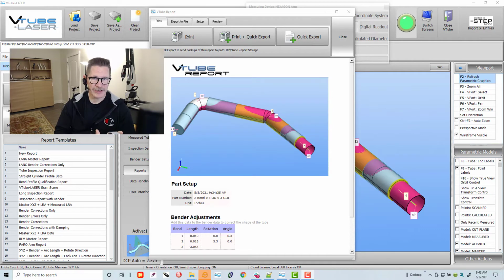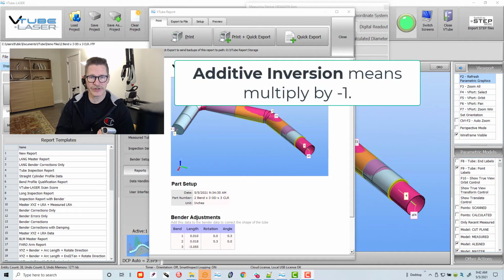So I'm going to discuss that today so that we can know for sure that the correction is going in the correct direction. If it's not, you can go into the setup of VTube and tell it to invert. We call it additive inversion, where you multiply the correction by -1 before it sends it out to your bender.